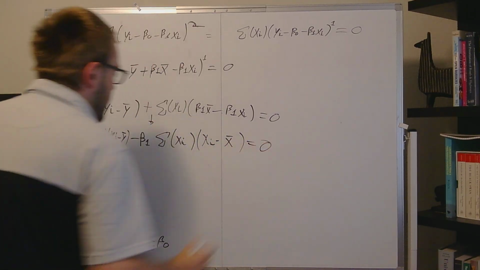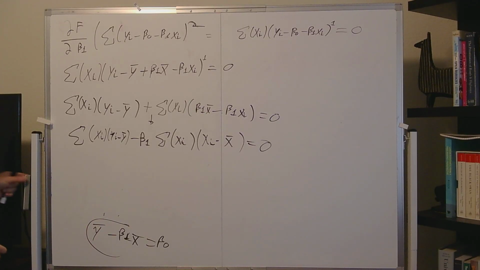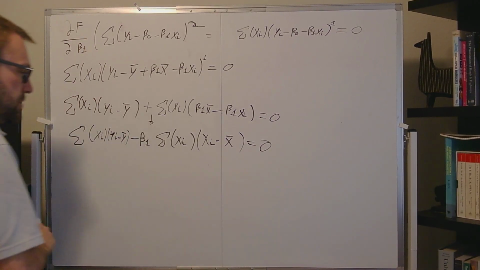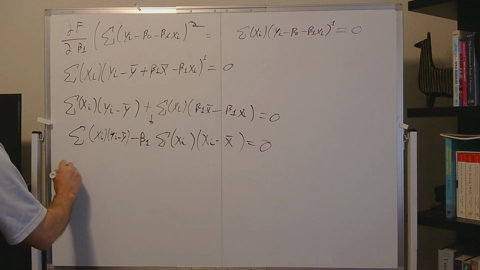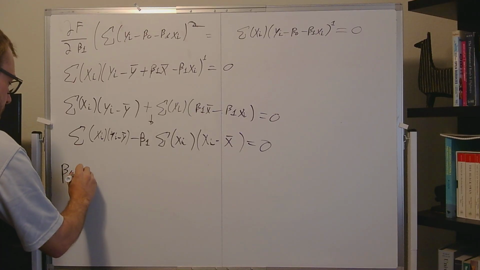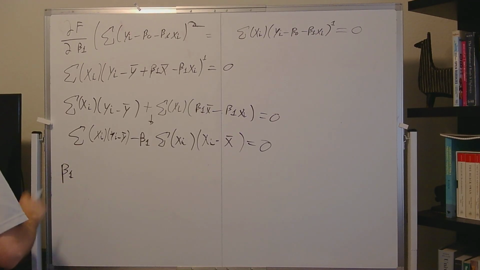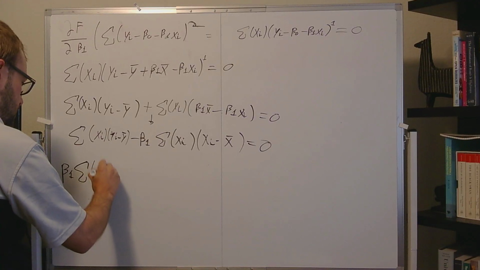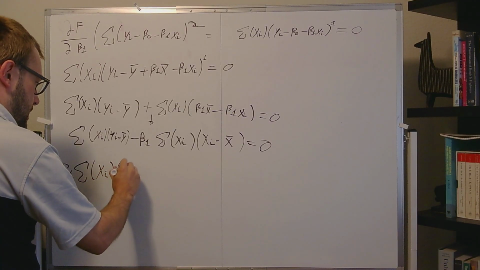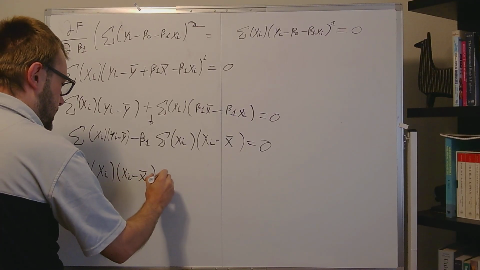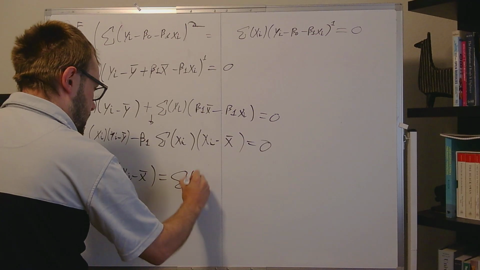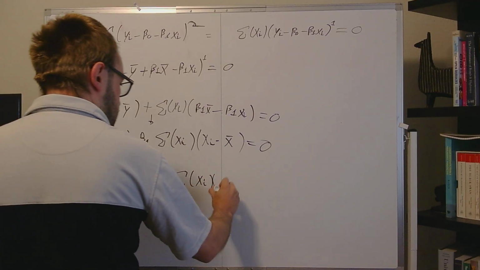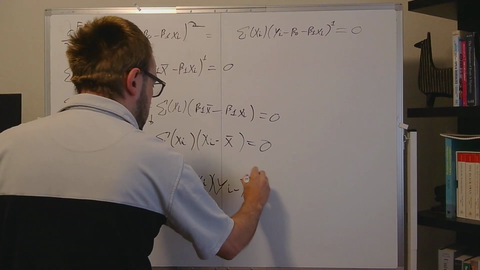And this all equals 0. Now that we have a minus beta 1, we want to derive the positive value of beta 1, so the easiest way to do that is just to move all of this over to the right-hand side. So we're going to end up with beta 1 sigma xi minus x bar equals sigma xi times yi minus y bar.